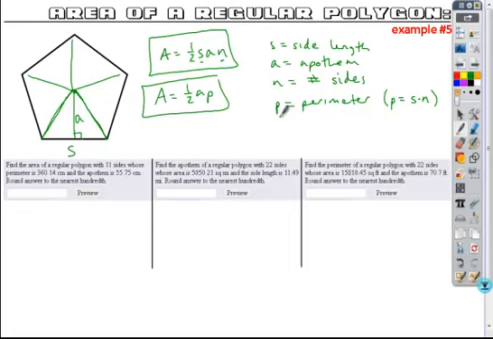What I'm going to do first is just talk through these first few problems. These are the ones that are really straightforward. They are just straight applications of one of these formulas. Just choose the correct one.